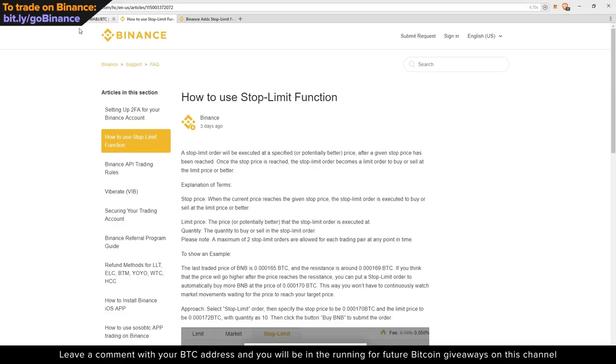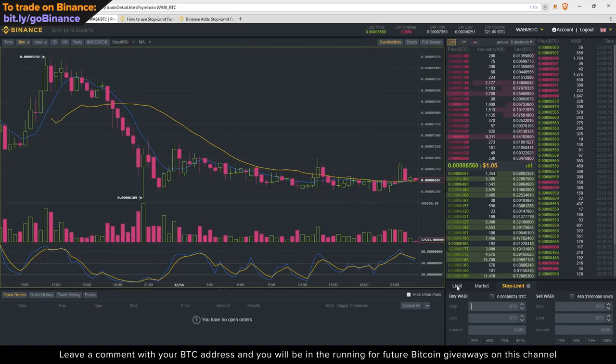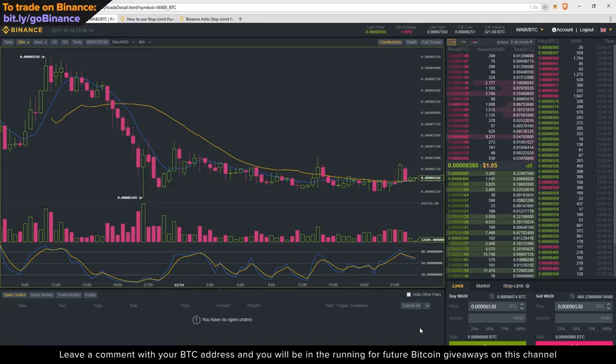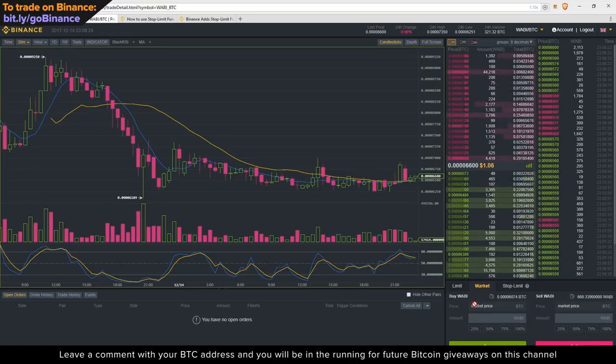Cool. So before we get into what a stop limit order is, I want to talk about the traditional orders that we have on most exchanges. On pretty much any crypto exchange that you're going to see, except for decentralized ones like Ether Delta, you're going to see a limit order and a market order. So first of all, your most basic order that you can place is a market order.